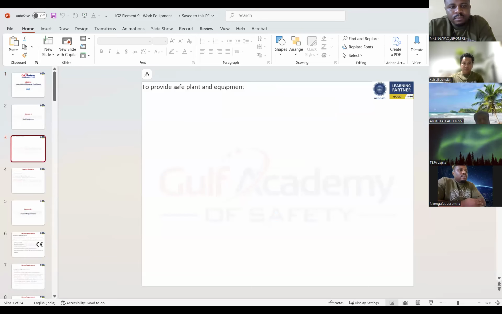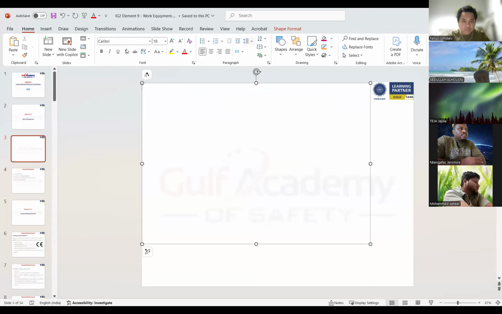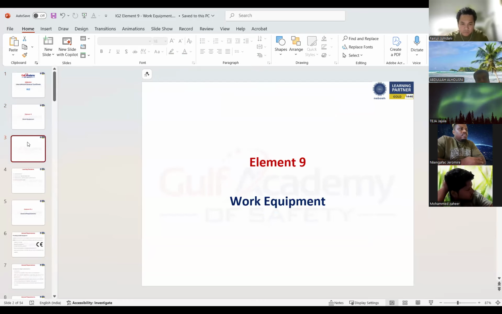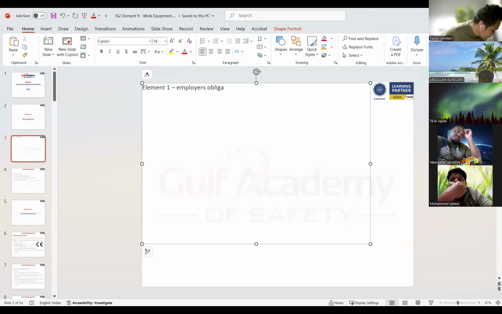So the next element that we are going to start is our element 9. We just have the basic introduction about this element, and then we'll try to complete it tomorrow. So element 9 is work equipment. If you remember in our element 1, we discussed employers' legal responsibilities, employers' obligations, to provide safe equipment.